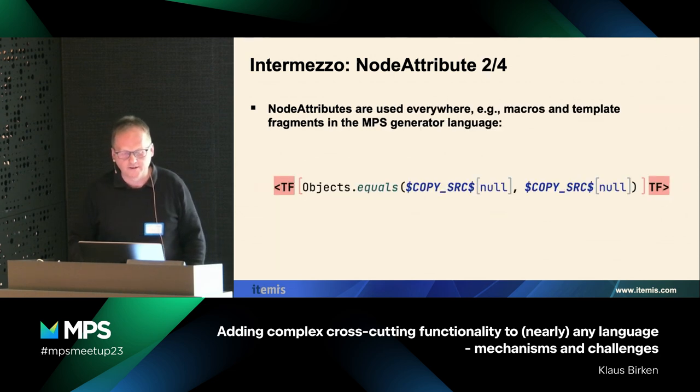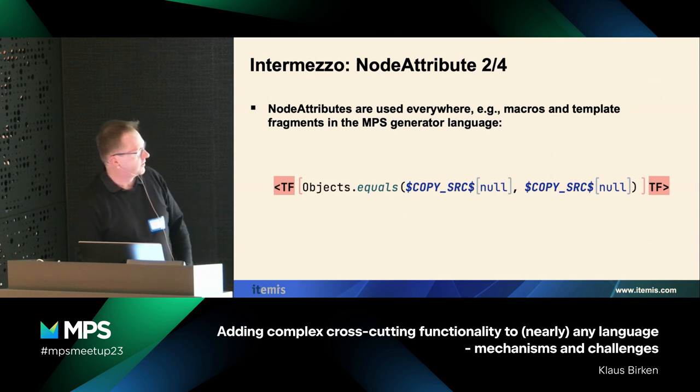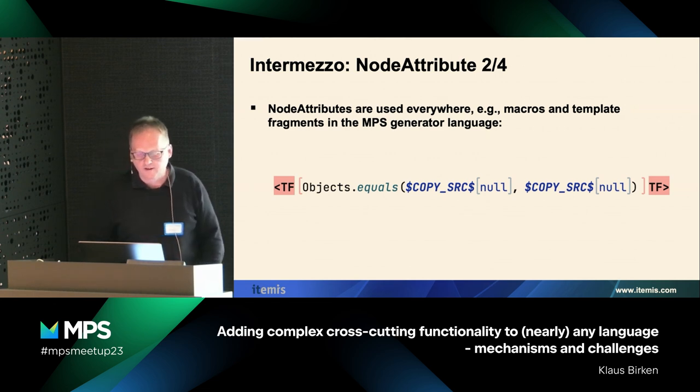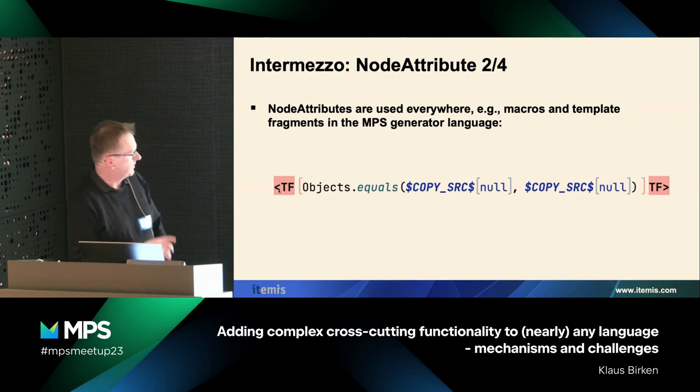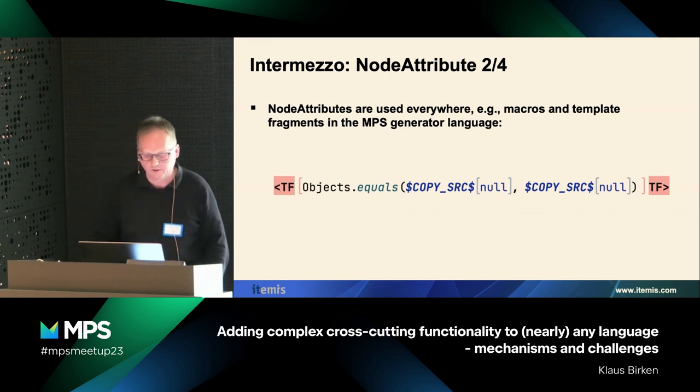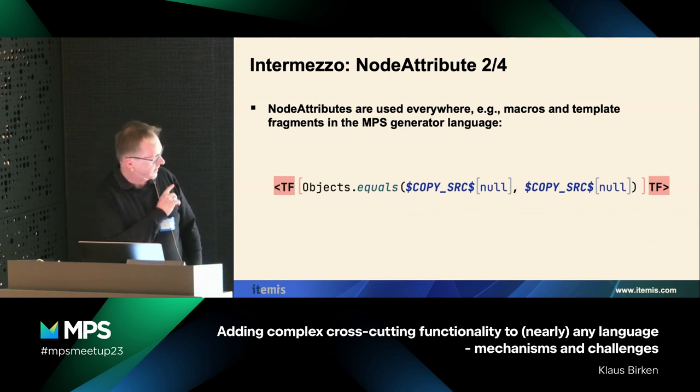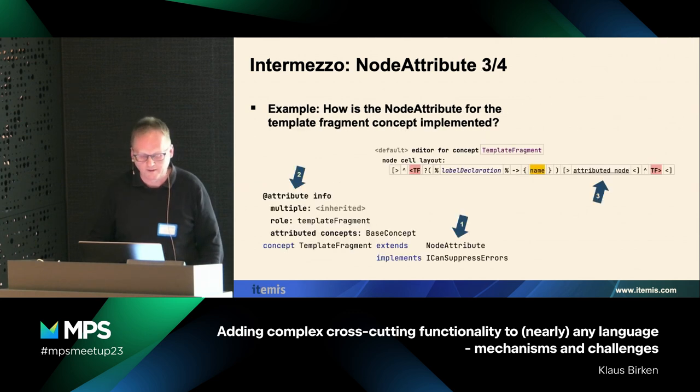Let's look at an example. This is an implementation of the equals operator from the Brace language. As you can see, in the MPS generator, these node attributes are used heavily. For example, these macros are node attributes, and also this template fragment element is a node attribute. Now let's look at how this template fragment is implemented.